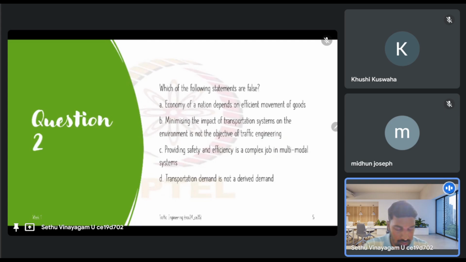So you want to save on time as well. So this will affect the economy of the nation. So A is a right option. So B says minimizing the impact of transportation systems on the environment is not the objective of traffic engineering.